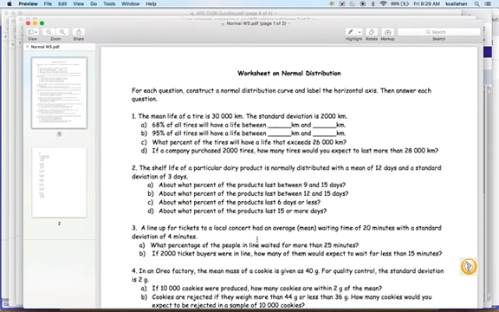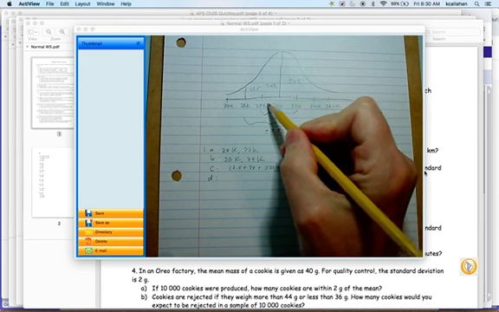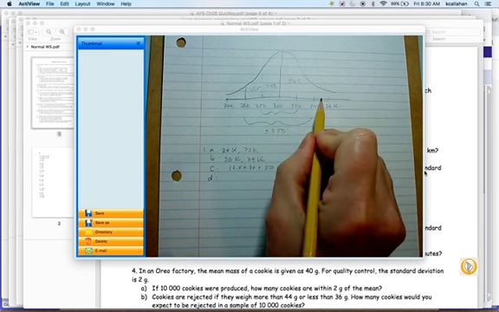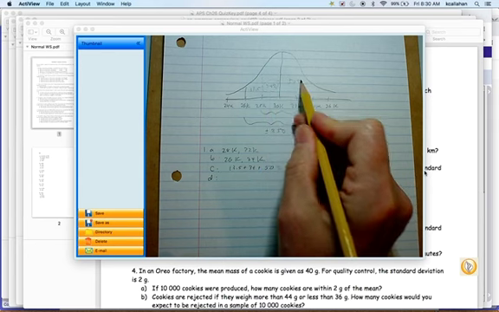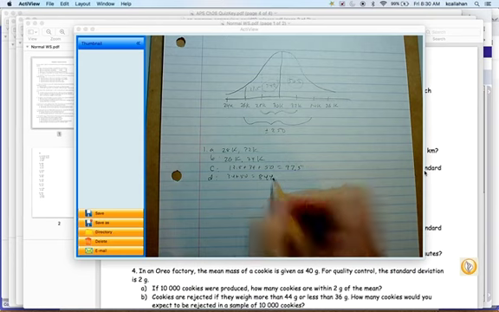D, if a company purchased 2,000 tires, how many tires would you expect to last more than 28,000 kilometers? Okay, so when they ask you how many, that's not a percent question, but you need to find the percent first. So what percent of the tires are going to last more than 28,000? Okay, well, let's go back to our graph. More than 28,000 means from here to the right. So that's 34 plus 50, which is 84% of the tires will last more than that.